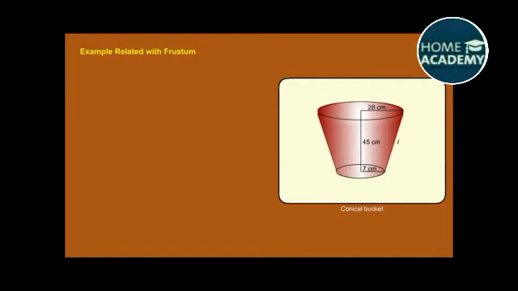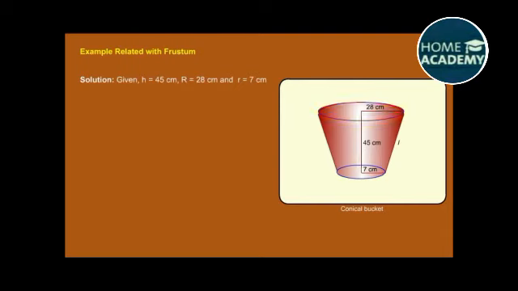Example related with frustum. If the radii of the circular ends of a conical bucket, which is 45 cm high, are 28 cm and 7 cm, find the capacity of the bucket.